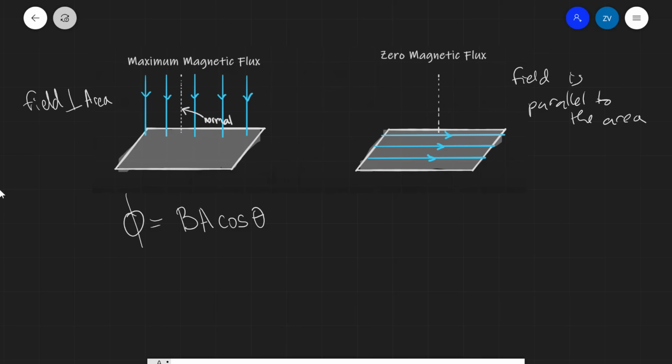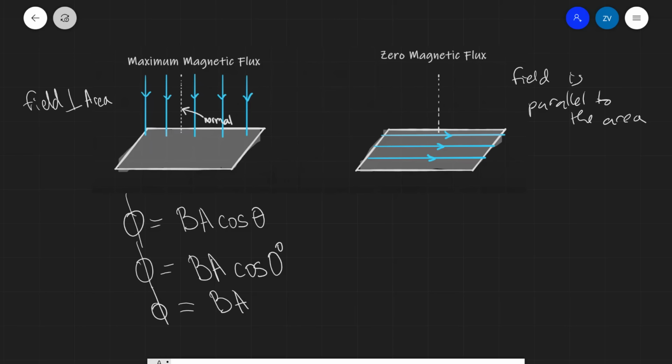Mathematically speaking, we could use the fact that here the angle between the normal and the field lines is zero. Remember, theta is the angle between the field lines and the normal, and here they are parallel. So in this case, phi will be equal to BA times the cosine of 0 degrees, which is equal to BA. So our magnetic flux will be equal to B multiplied by A.